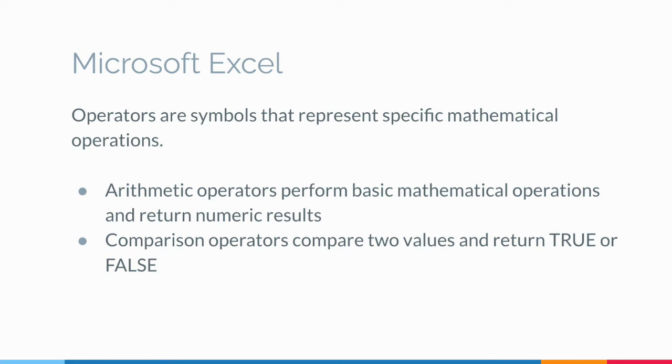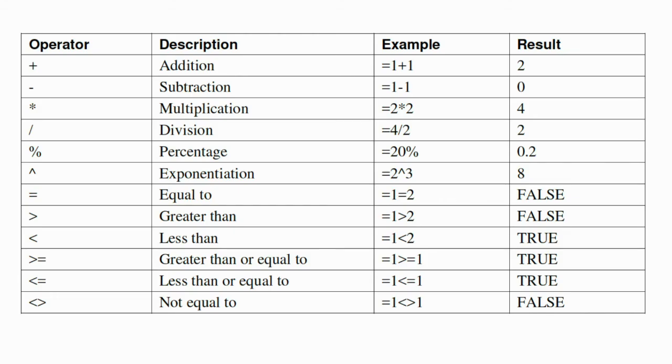Excel formulas support a variety of operators. Arithmetic operators perform basic mathematical operations and return numeric results. Comparison operators compare two values and return true or false. Here on the screen you can see arithmetic and comparison operators and their descriptions.